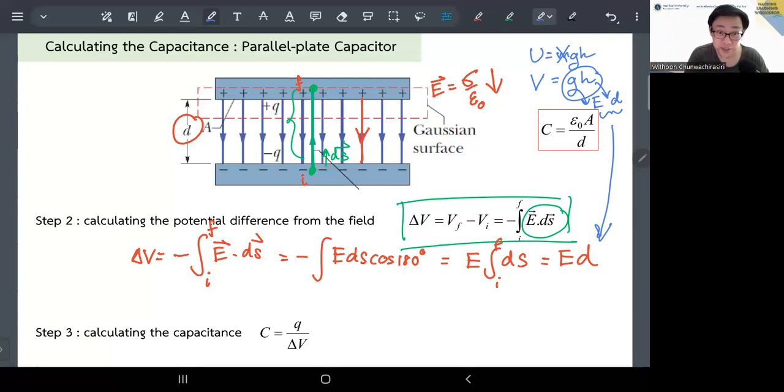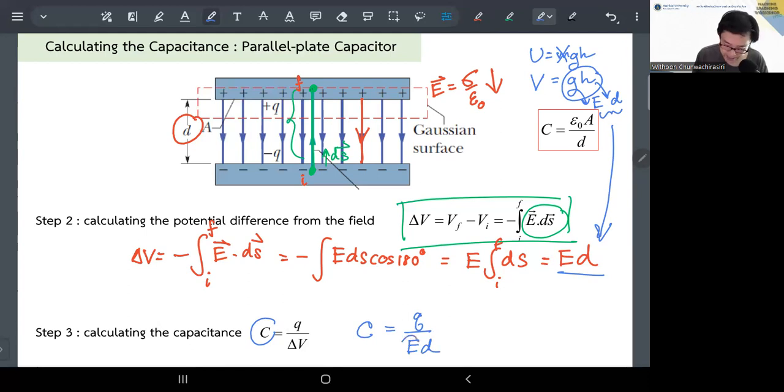That's how you get to the potential, not the potential energy. So this formula looks perfect. All right, so that's it. It's been known, the E. Now you know that the separation is D. The potential difference is just ED. So step number 3 is, yeah, C is just charge per ED.